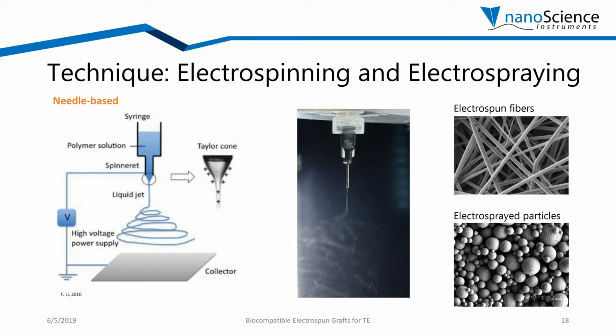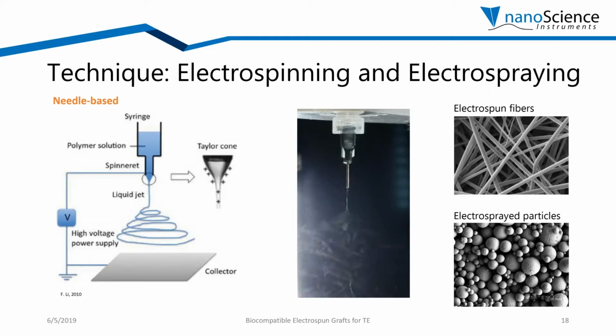How does the electrospinning technique work? So the diagram on the left shows the electrospinning setup in its most basic form. We have a polymer solution that is pumped into a capillary needle using a syringe pump or other pumping method. A high voltage is applied to the needle. As the voltage increases, electrostatic forces act in the solution.